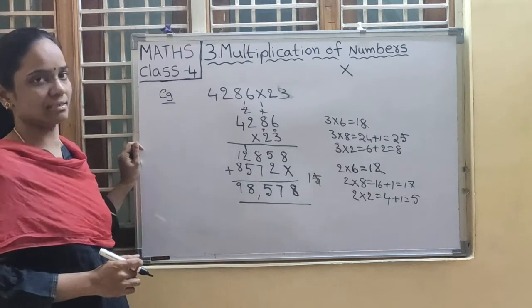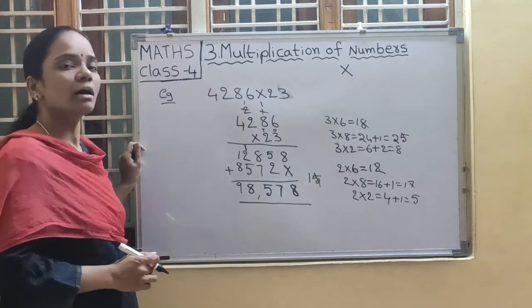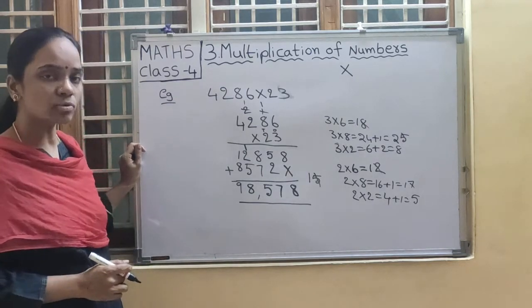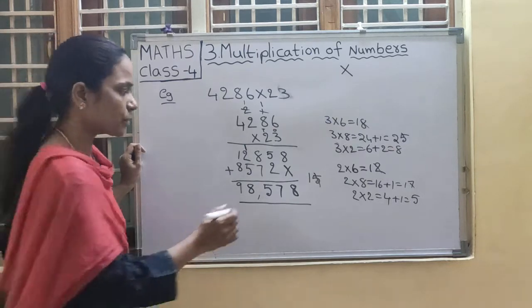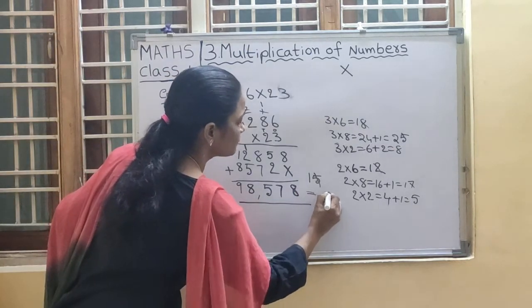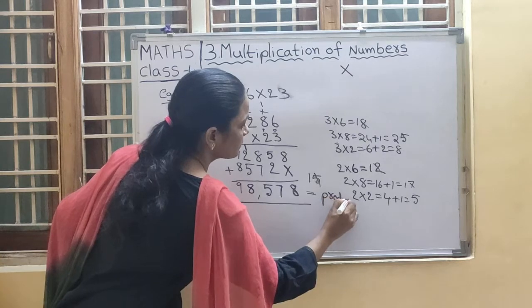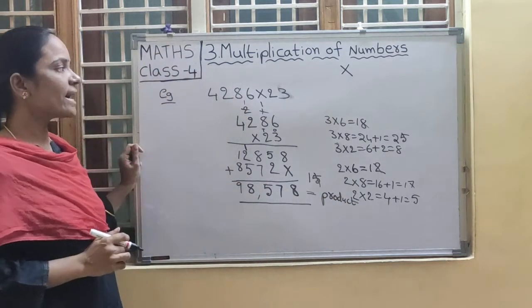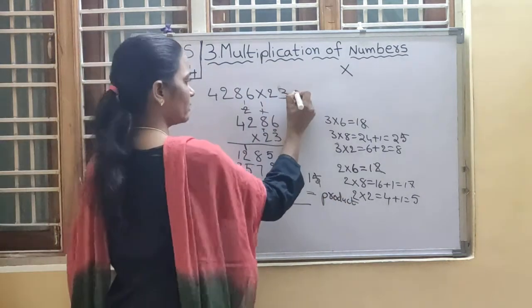98,578 is the answer. Children, tell me, the answer in multiplication is known as, very good, product. So, what is the product? This is the product. 98,578 is the product.